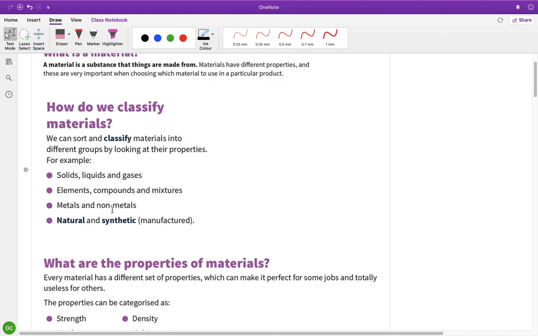These distinctions we've talked about actually all in the last while. So the difference between solid, liquid, and gas, elements, compounds, mixtures, metals and non-metals, they've all been discussed quite recently. Natural and synthetic, not so much. So natural, naturally occurring, synthetic is something that's been man-made.